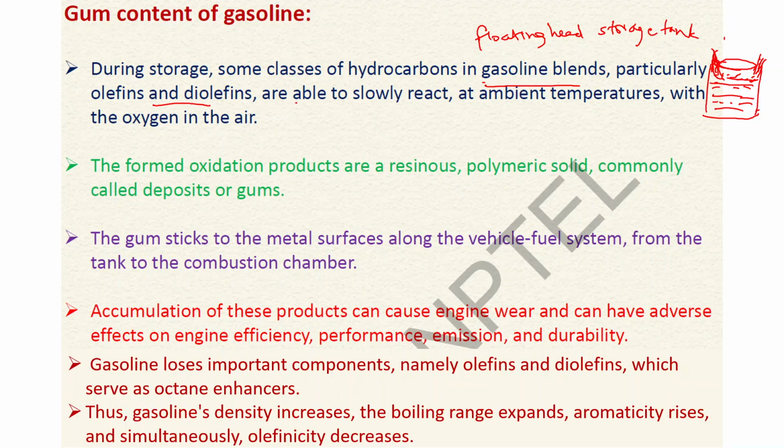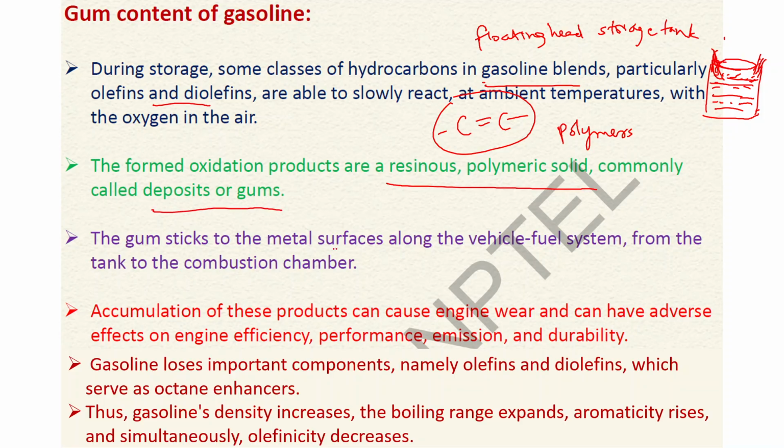So what will happen? This aerial oxygen will react with the olefins and diolefinic components present in the gasoline at ambient temperature, forming oxidation products, and it forms resinous material. These olefins and diolefins are basically double bond hydrocarbons. As I told in the previous class, these double bond hydrocarbons may form polymers, long chain polymers. So the oxidation of these components inside the gasoline forms oxidation products which are resinous and polymer solids, commonly called deposits or gums.